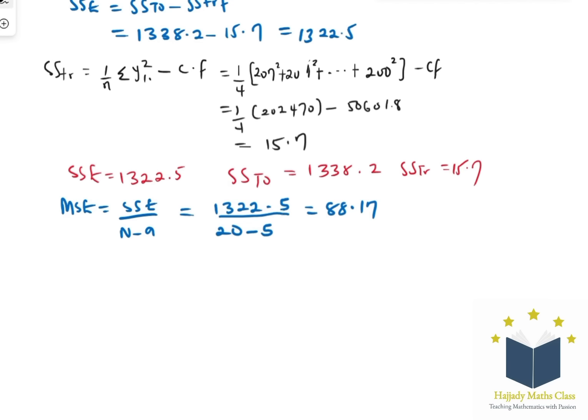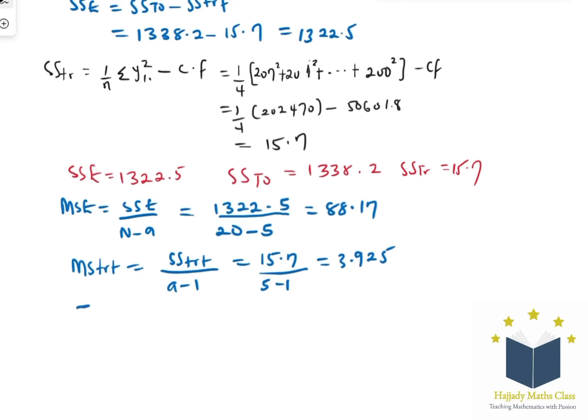Secondly, we have the MS treatment, which is SS treatment over the degree of freedom, which is a minus 1. And my SS treatment is 15.7 over a minus 1, which is 5 minus 1, which is 4. So this gives 3.925.